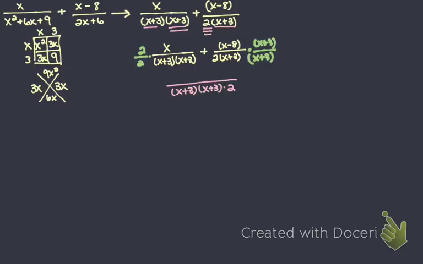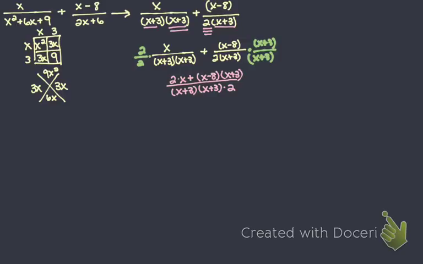Because these both have a common denominator, I can go ahead and add their numerators together. So the numerator of the first one is going to be 2 times x, plus the numerator of the second one, which is x minus 8 times x plus 3, with the common denominator of x plus 3 times x plus 3 times 2.